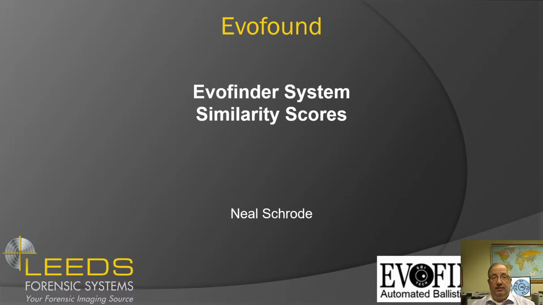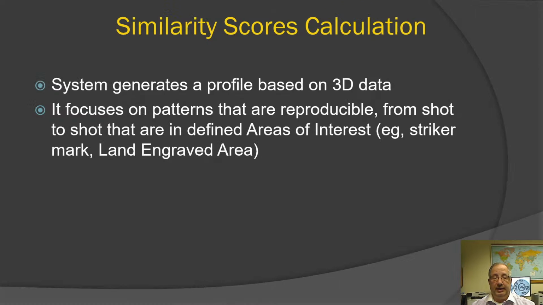Now, with the Evofinder software, the first thing that we're going to be looking at is the system is going to generate a three-dimensional profile of samples that we put into the scanner and add into the database. And then we can take a sample and run it across a group of samples within the database to focus on patterns that are reproducible between samples and get a shot-to-shot reproducibility or an identification of that between these samples.